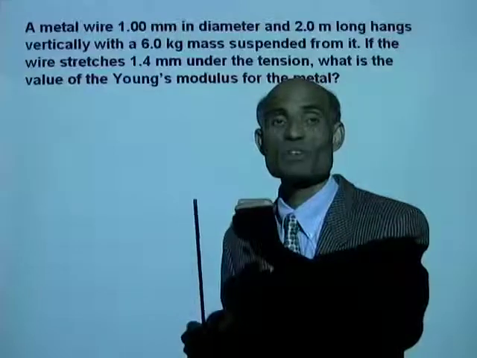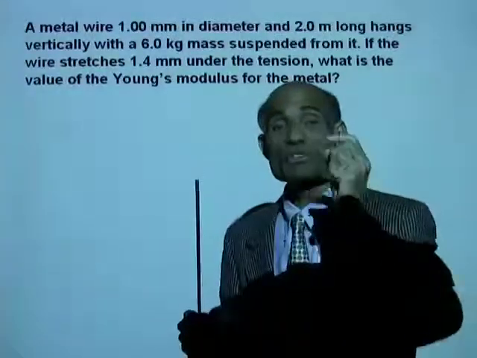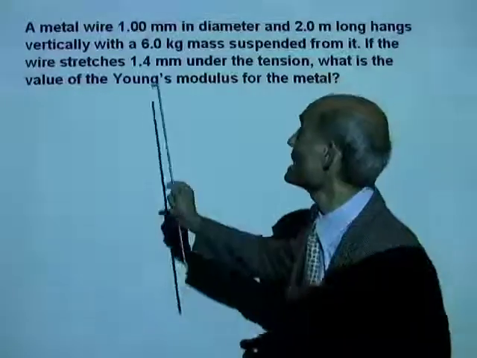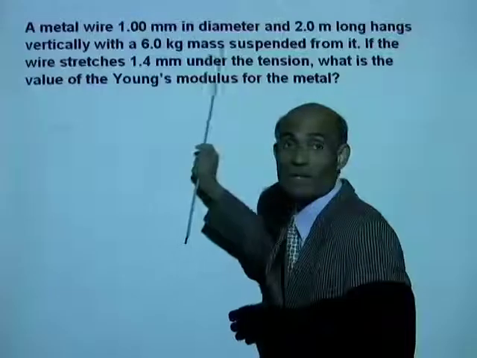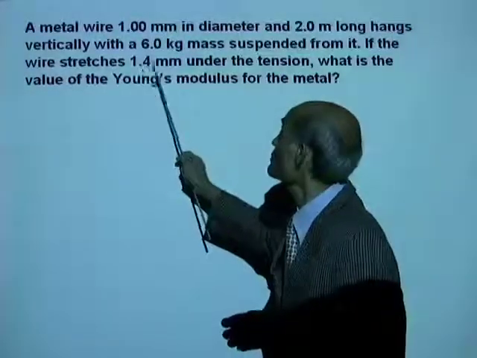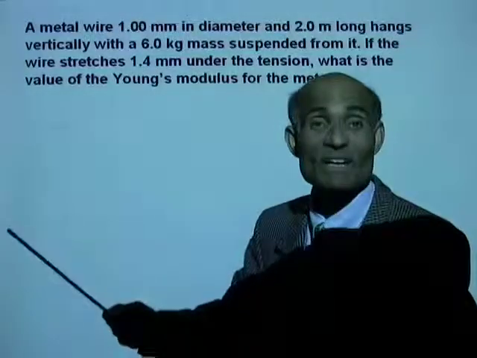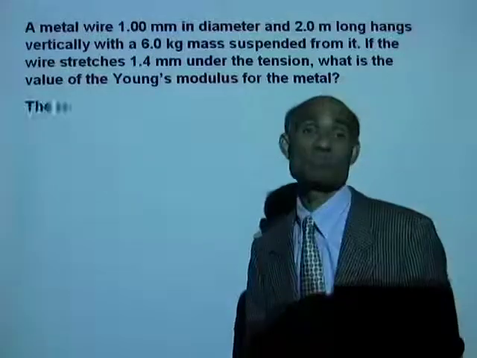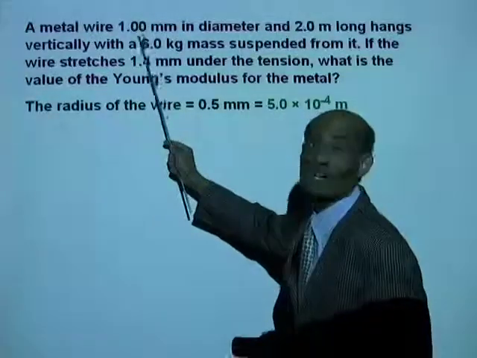What is the definition of strain? The ratio of the change in length to original length. Delta L is 1.4 millimeter, and we know the original length. So we can calculate the strain from these values, and stress we can calculate the same way we did it in the previous problem. The radius of the wire we need to calculate from here.